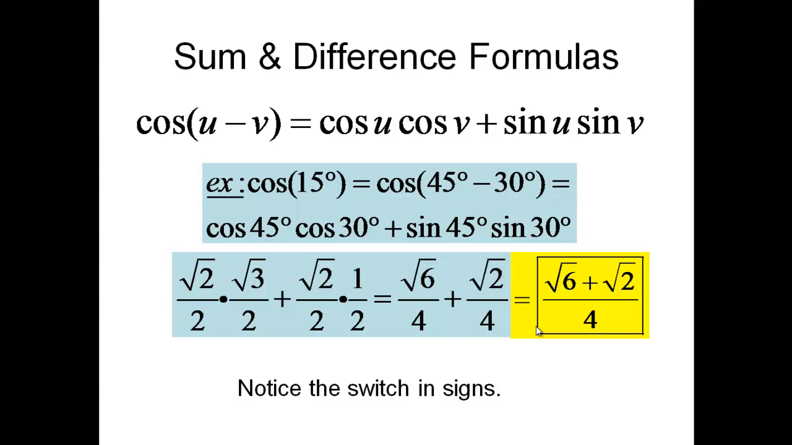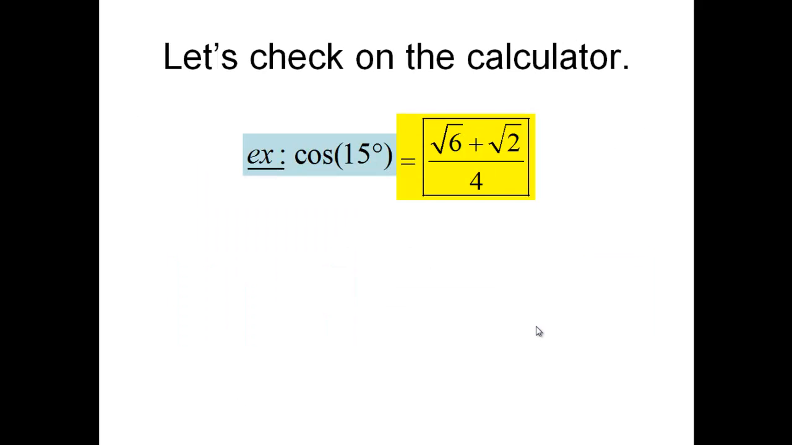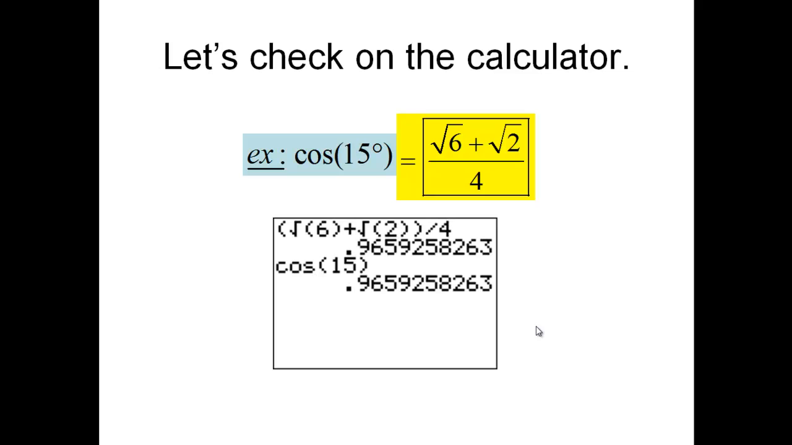Now, this is not the only way that I could do this. I just need two angles that are on the unit circle, so when I subtract, I get 15. So 60 and 45 would work too. You'll still end up with the same answer of the square root of 6 plus the square root of 2 all over 4. Don't believe me? Let's use our calculator to check. If I was to plug in the cosine of 15 degrees on my calculator in degree mode and plug in this quantity that we got, you should see the answers are the same. And indeed, they are.